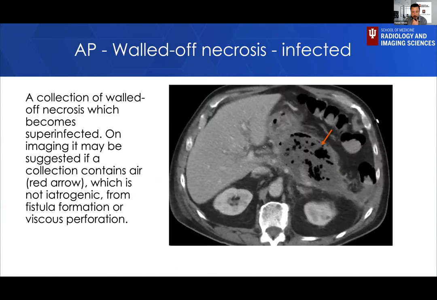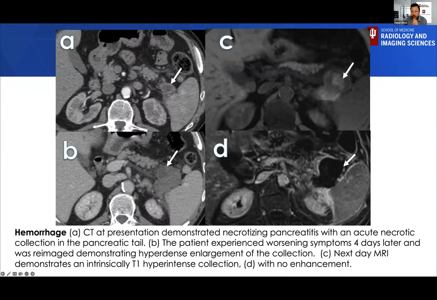And once again, air is always a worrisome finding in the absence of a drainage tube. It should be suspected that there might be a fistula to a bowel or some sort of superinfection may have formed. And these collections are usually drained to decrease the amount of the healing process.